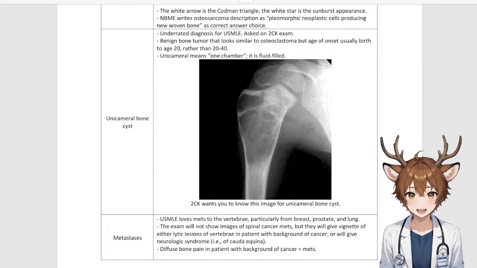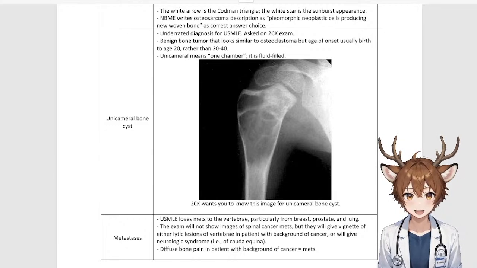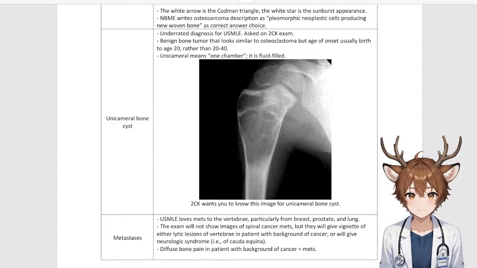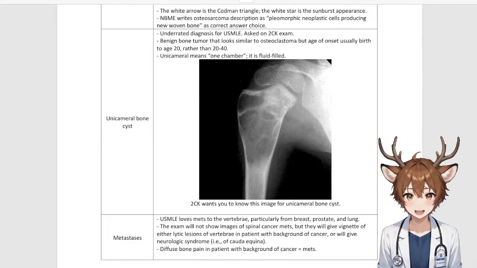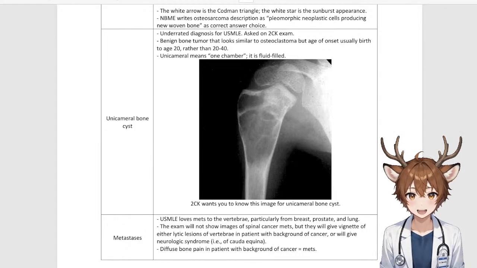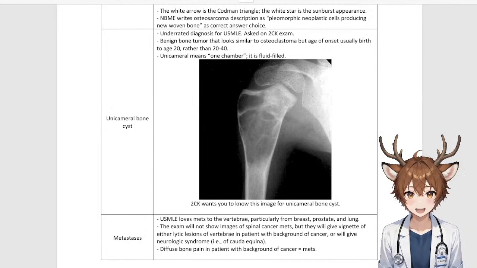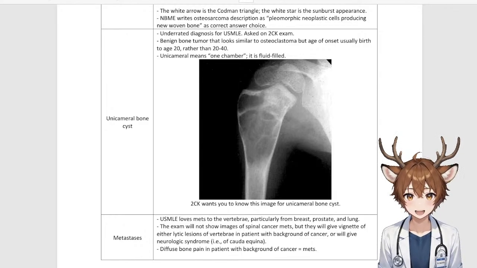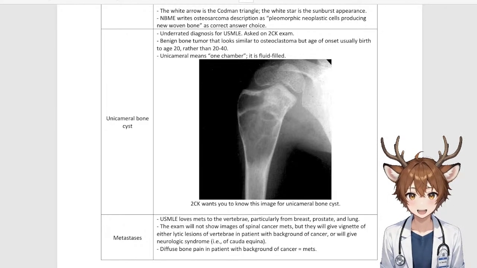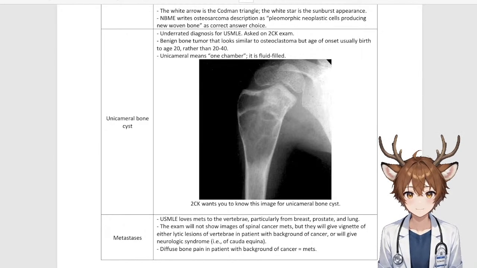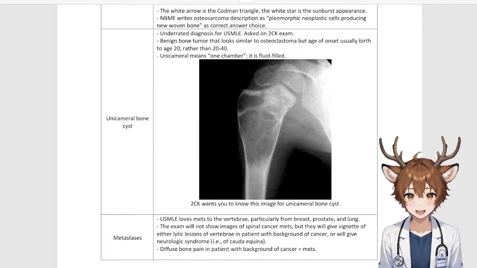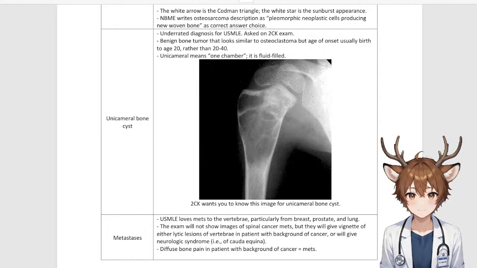Unicameral bone cyst is an underrated diagnosis for USMLE, asked on the Step 2 CK exam. It's a benign bone tumor that looks similar to osteoclastoma, but the age of onset is usually birth to age 20 rather than between 20 and 40. Unicameral means one chamber; it is fluid filled. Step 2 CK wants you to know this image for unicameral bone cyst.